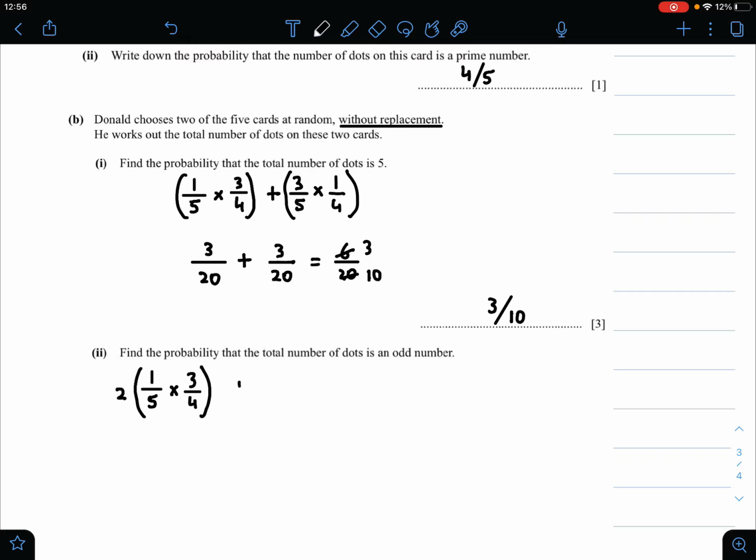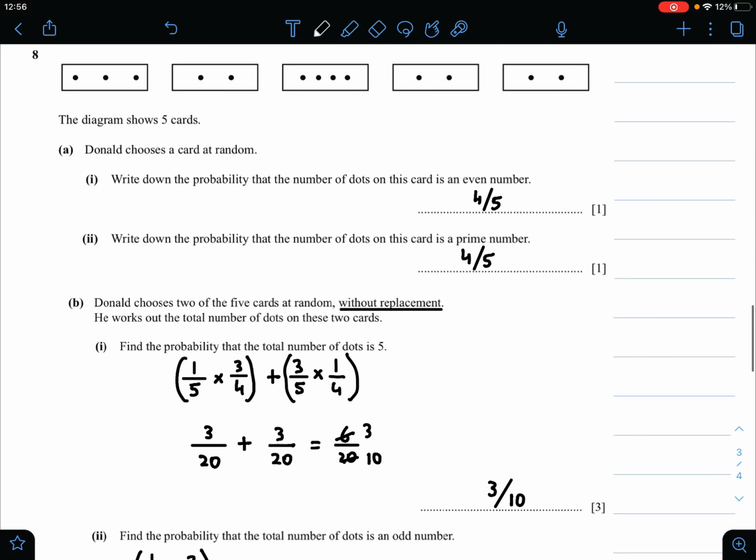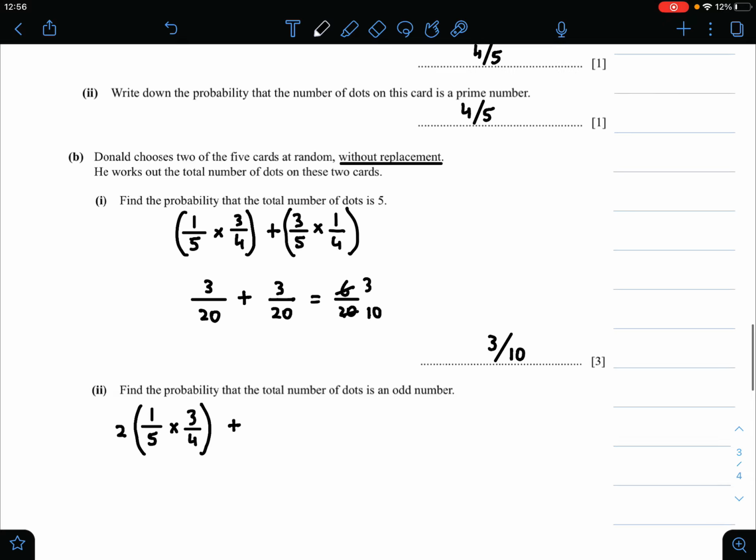Now this is not the only scenario where you can get an odd number. You can get an odd number even if you pick a 3 and a 4. So we have to show the probability for that as well. If you pick a 3, the probability would be 1 by 5. And if you pick a 4, the probability would be 1 by 4, because again, you've already picked the 3, so the total number of cards would reduce by 1. And you could pick the 3 first or second. So again, you multiply this by 2.